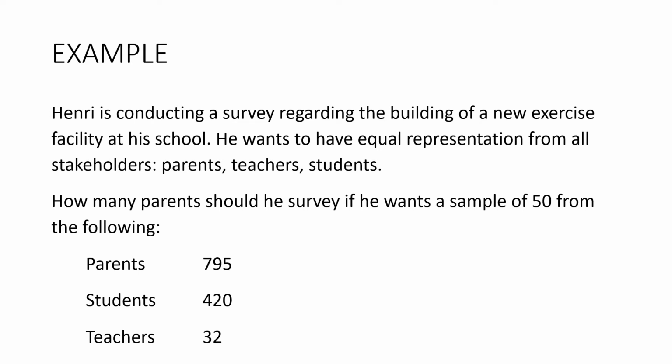Now this is just a matter of doing some fractions. We're going to get the total first of all. So we're going to do 795 plus 420 plus 32. And so I've got 1,247 people all up. So let's just write that number down. 1,247. We want a proportion, or the proportion of parents.